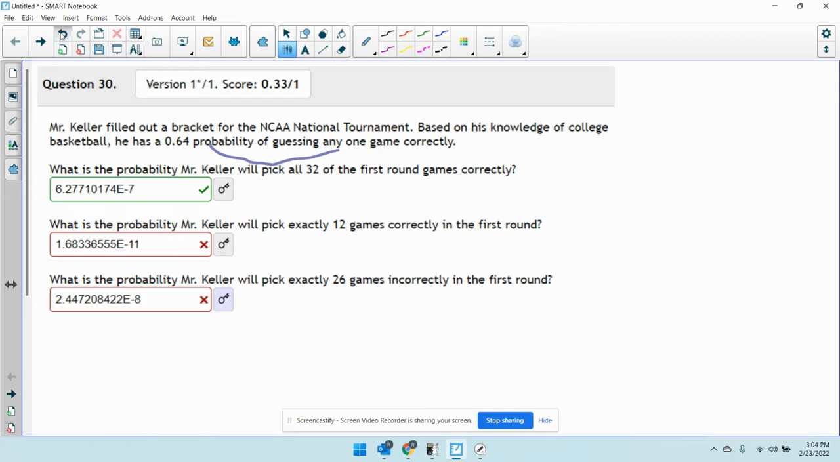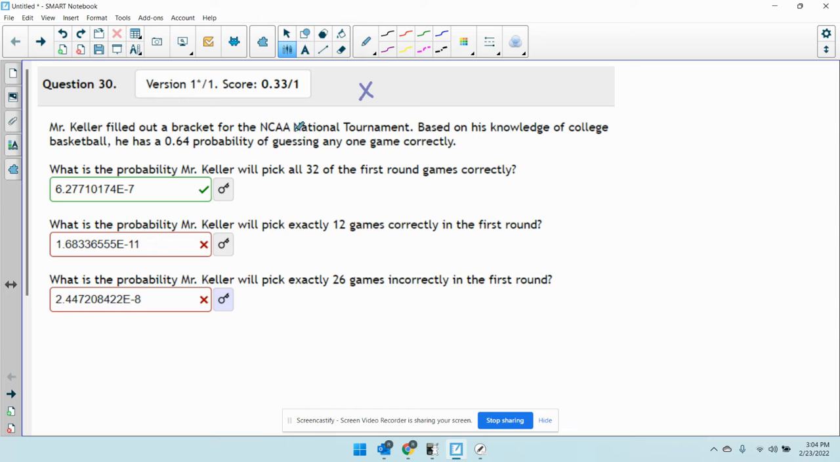So it says, what's the probability that Mr. Keller will pick all 32 of the first round games correctly? You could either figure out the number of ways of picking all 32 teams, and then there's just one way of doing it, or all three of these can be calculated using the binomial distribution. Okay. So this is a binomial.